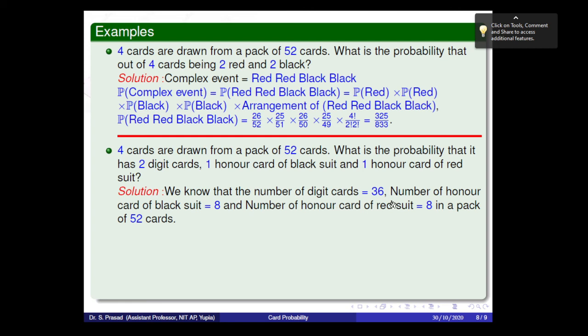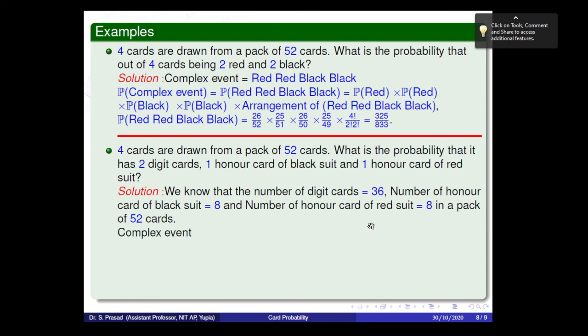Now here is the question, the number of honor cards of the black suit. In the black suit there are two kinds of cards, spade and club, and spade and club each contain four face cards. So here are four face cards or honor cards. So the total number of face cards of the black suit, meaning black cards, is 8, and the number of honor cards of the red suit is 8 in each pack of 52 cards.